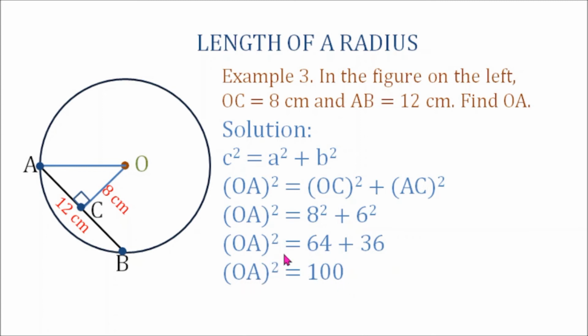To get rid of the squared here, we are going to find the square root of both sides, and the square root of 100 is 10. So that means OA is 10 cm.